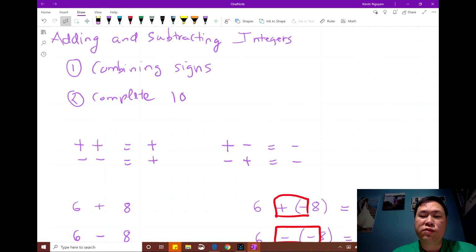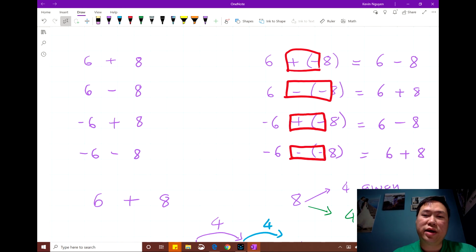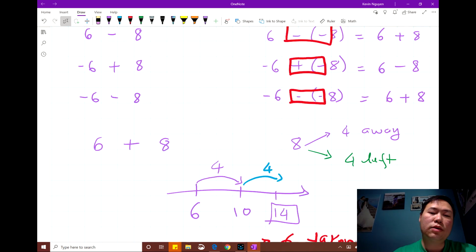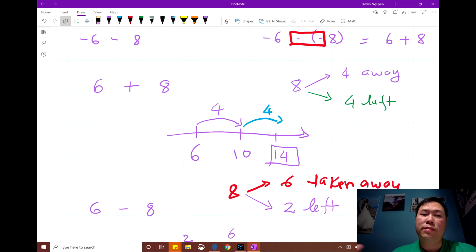Okay, so in summary, I use these two strategies called combining sides and complete 10. Combining sides is useful when you have two sides together, like the one on my right hand side, the box in red right now, to put those sides together to make your initial problem simpler to do. And when they are as simple as the one on the left, then you use the second strategy I call complete 10.